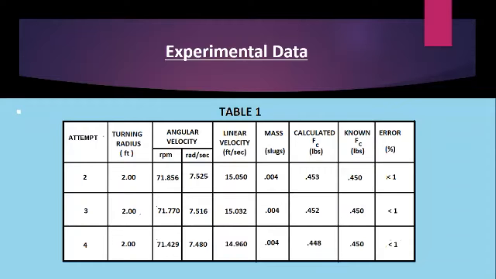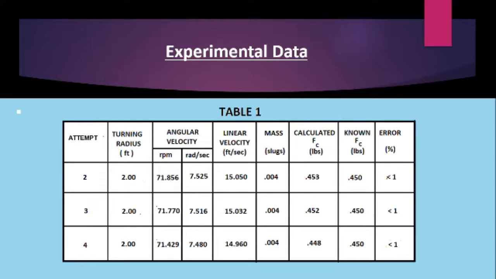The experimental data for trials 2, 3, and 4 are tabulated in this table. The columns are labeled left to right. The first column is the attempt number, next is the turning radius in feet, the angular velocity in revolutions per minute and radians per second, the linear velocity in feet per second, mass in slugs, and the calculated and known centripetal forces in pounds. Finally, the last column shows the percent error between the two forces, the known and the calculated centripetal force.